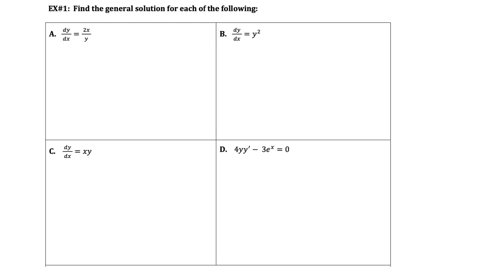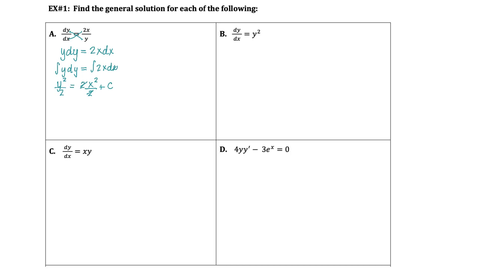In part A, it looks like in order to do our variable separation here, a quick cross multiplying might do the trick. So we're going to have y dy equal to 2x dx. And then if we go ahead and integrate both sides, we're going to get y squared over 2 equals 2, and then x squared over 2 plus c. We can go ahead and cancel those 2's.